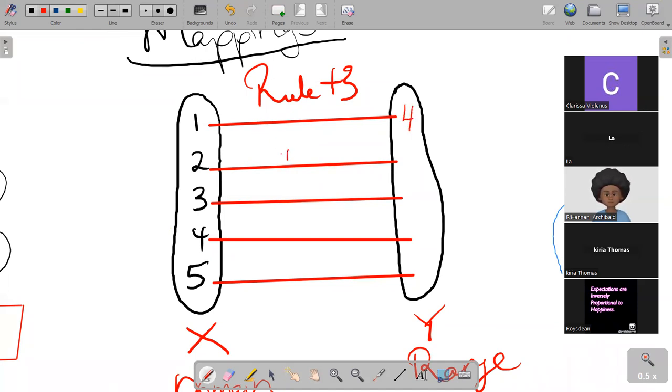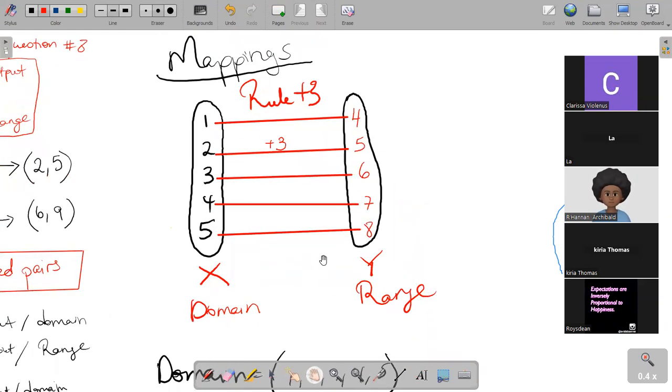Let's go down the line. Since the rule is add 3, what is the next one? 5. Excellent. Next one. Very good. Because remember 3 plus 3 is 6. Very good. Next one. 7. Very good. And the last one is what? 8. Very good. So guess what? We just drew our first mapping. Everybody see how the mapping is drawn? Who always comes first? It's the same thing. X comes first, then Y comes second.